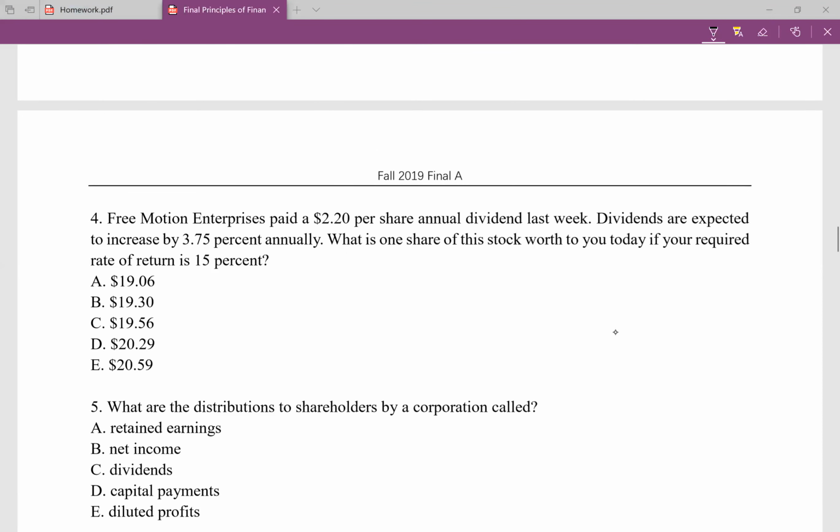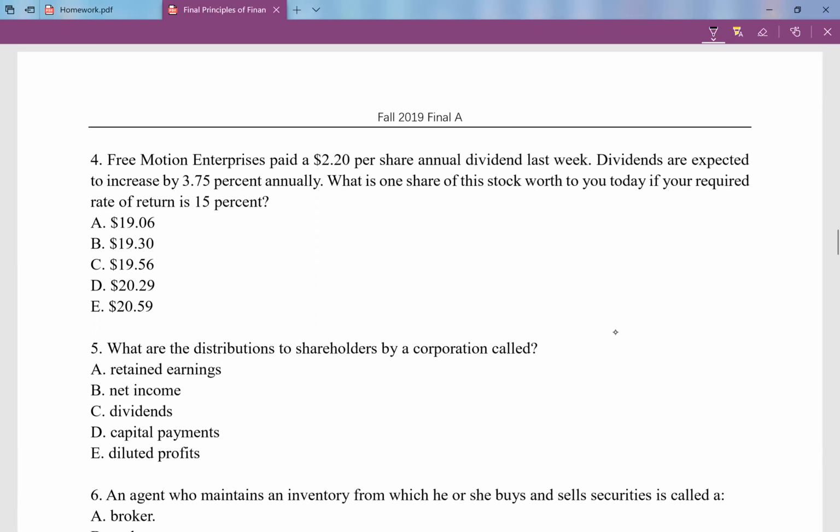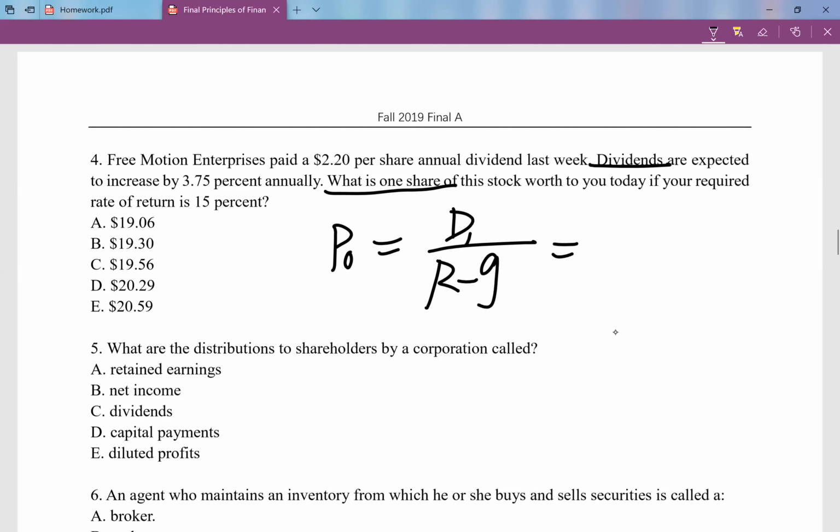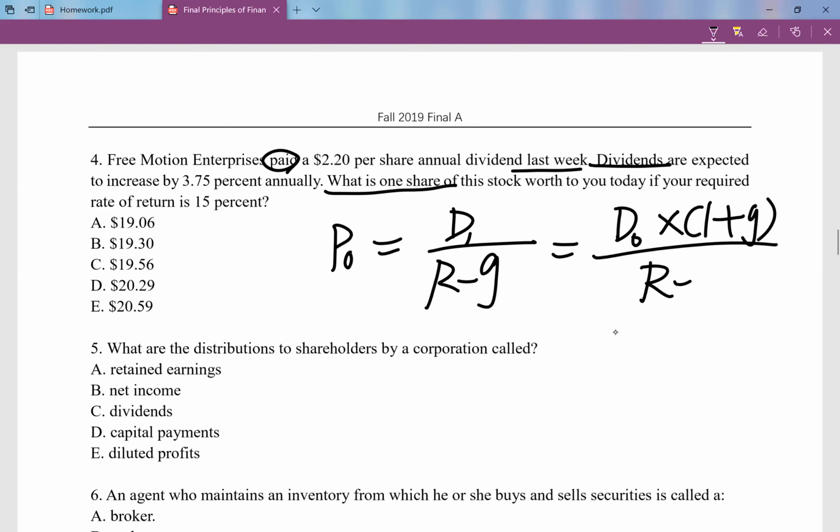The Freemotion enterprise paid a $2.2 per share annual dividend last week. Dividends are expected to increase by 3.75% annually. What is one share of this stock worth to you today if your required rate of return is 15%? So if you want to solve the price, you know the price formula for the stock. If you have a dividend, it will be D1 over R minus G. And here you can see the dividend was paid last week, so that means it is D0, not D1. D0 should be times 1 plus G, then over R minus G.